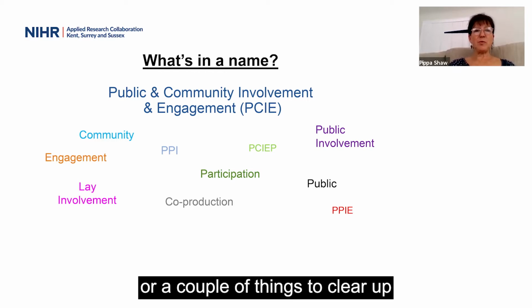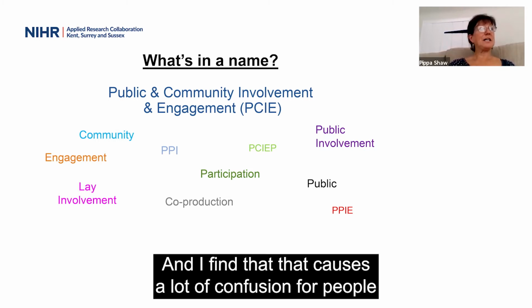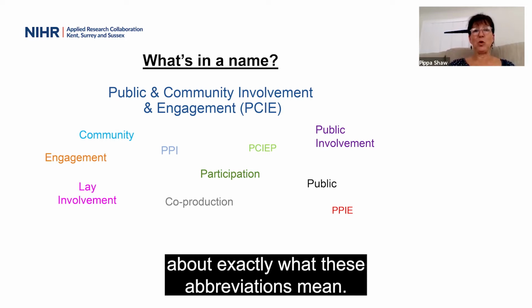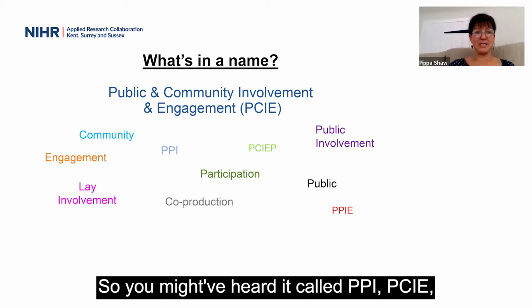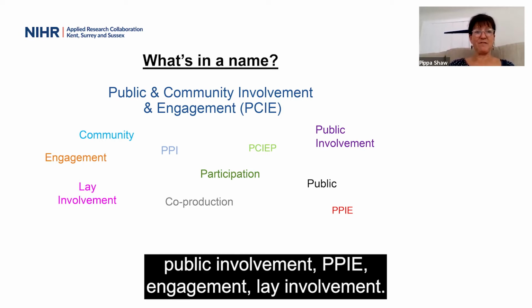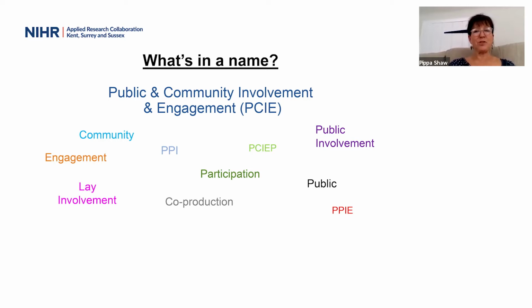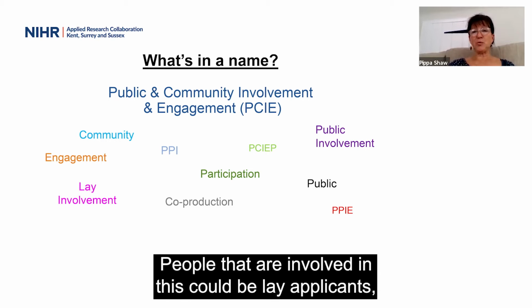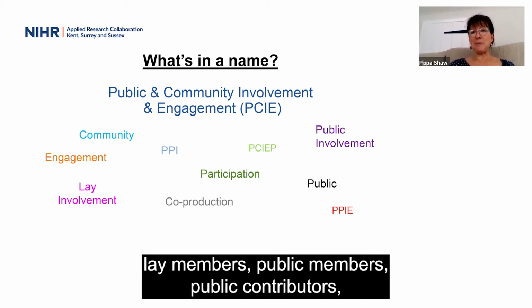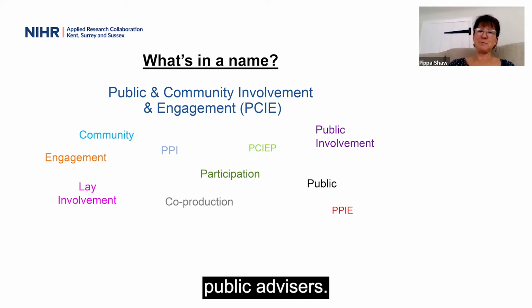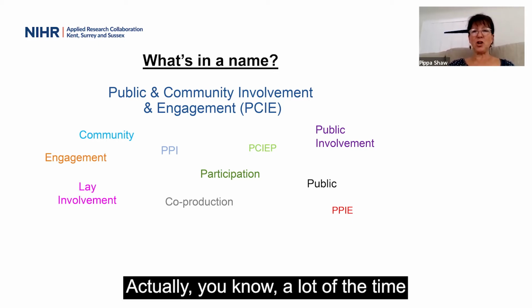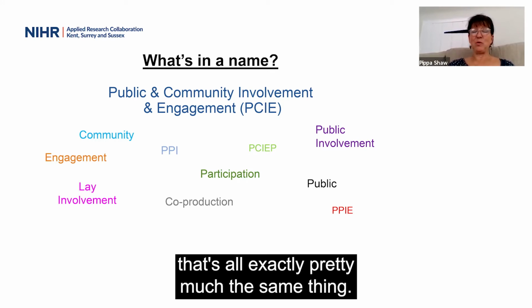So one of the things to clear up, or a couple of things to clear up before we start, is about terminology. And I find that this causes a lot of confusion for people about exactly what these abbreviations mean. So you might have heard it called PPI, PCIE, public involvement, PPIE, engagement, lay involvement. People that are involved in this could be lay applicants, lay members, public contributors, public advisors. Actually, a lot of the time that's pretty much the same thing.